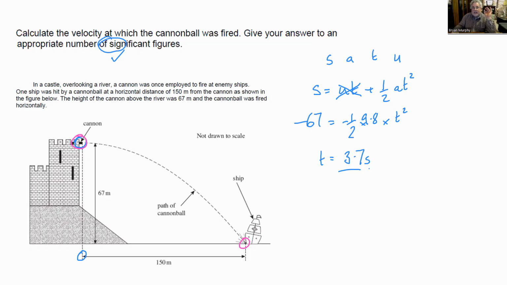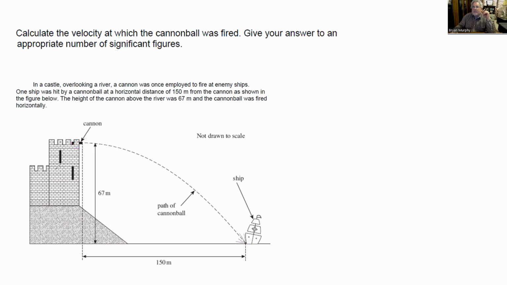And much to your surprise, it is that. Calculate the velocity at which the cannonball was fired. Well, that is the distance it goes in 3.7 seconds. And we know that the horizontal velocity, which is what we're trying to find, remains constant. So it doesn't matter that it's down 67 meters. Not in the slightest bit bothered.